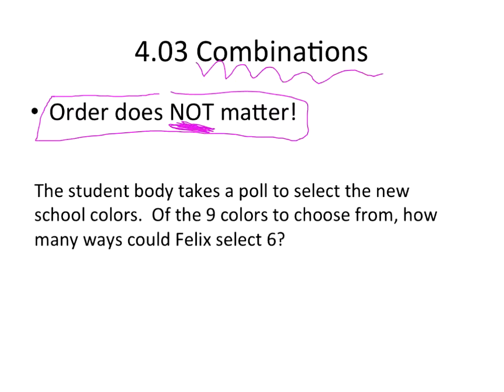Think about my example. The student body takes the poll to select the new school colors. Of the 9 colors to choose from, how many ways could Felix select 6? We don't care what order the colors are in. They're just polling the students. Okay, so we're going to use combinations when the order doesn't matter. Santa's reindeer, he wanted to know how many different orders they could come in. He cared about the order. Here we don't care about what order people are picking colors. So we're going to try one.